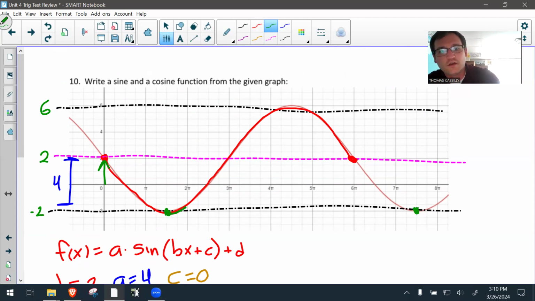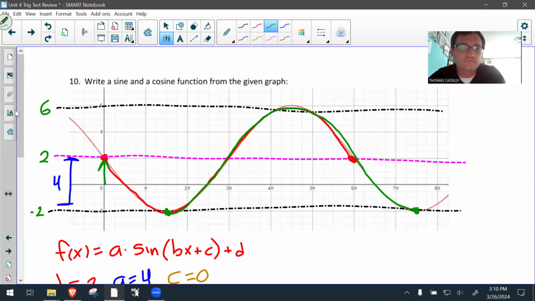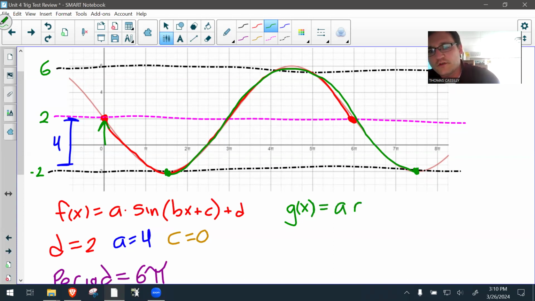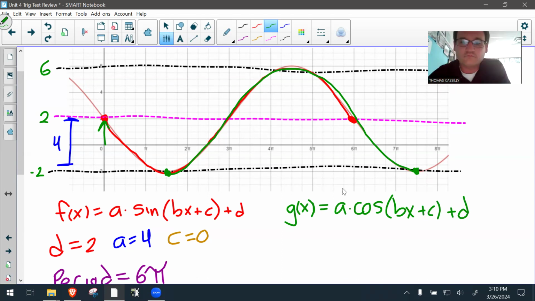So this one is going to be a negative cosine value as well. All right, so we're going to have maybe g of x this time. I don't want to call this one f of x as well. So I'll say g of x equals a times the cosine of bx plus c, and then plus d.